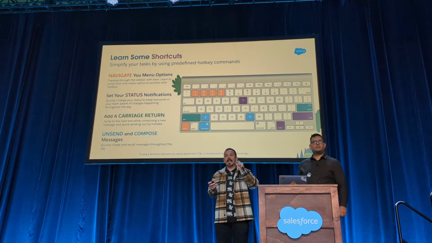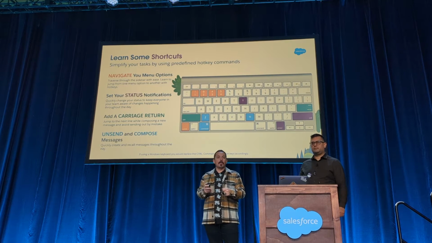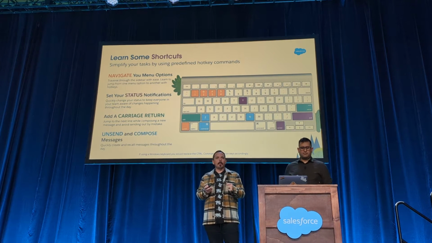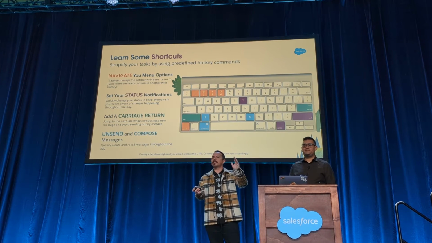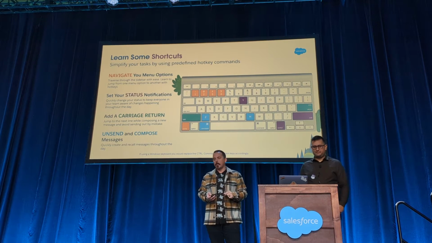Another one I really like is a carriage return. Instead of sending message after message and having those notifications ping, ping, ping, ping, ping, I always like to add that character return to have a larger message when it's just a big statement off to someone, so I'm just sending them one message.